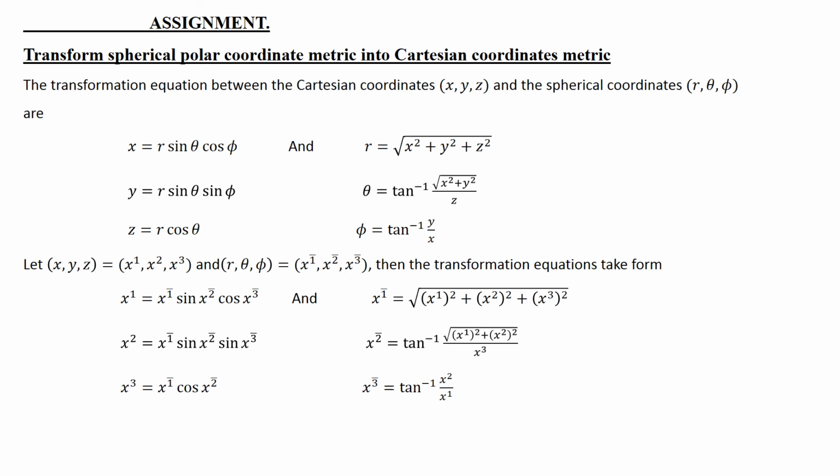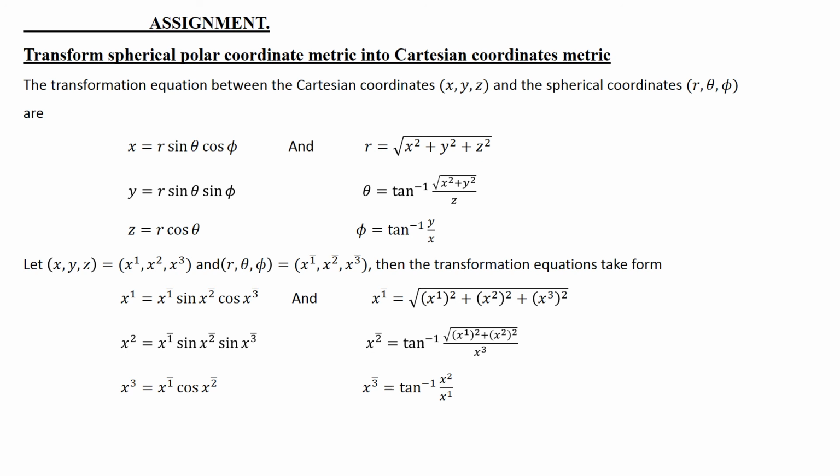Here is an assignment for you. Transform the spherical polar coordinate matrix into the Cartesian coordinate matrix. Here the coordinates are given. x is equal to r sine theta cos phi, y is equal to r sine theta sine phi, z is equal to r cos theta. And in its inversion form, r is equal to the square root of x square plus y square plus z square, theta is equal to tangent inverse of the square root of x square plus y square over z, phi is equal to tangent inverse of y over x.